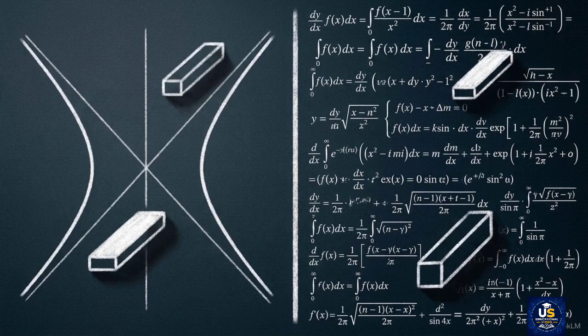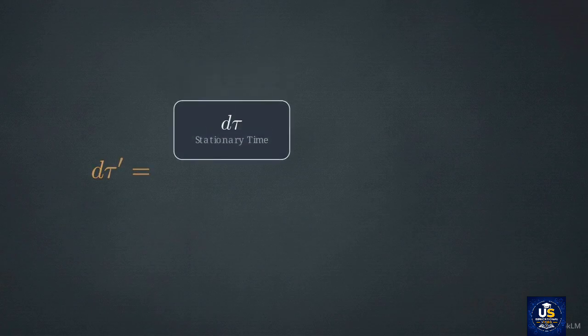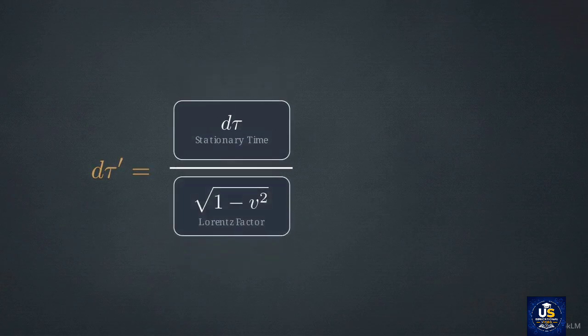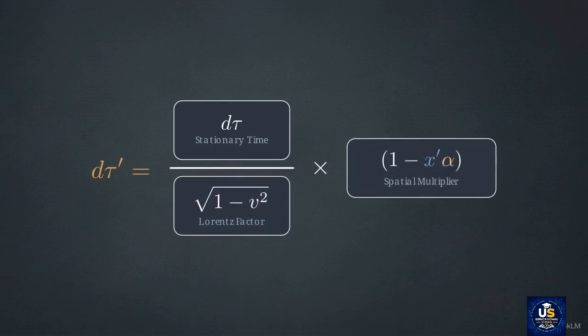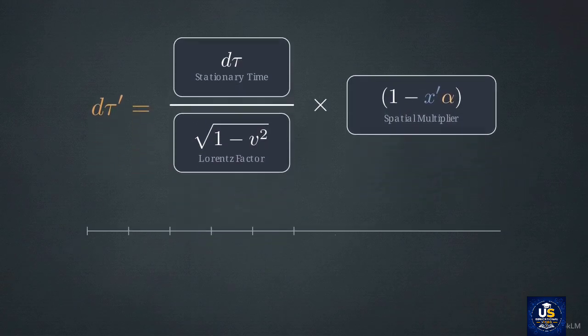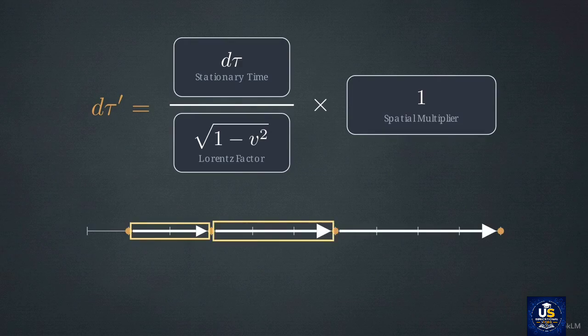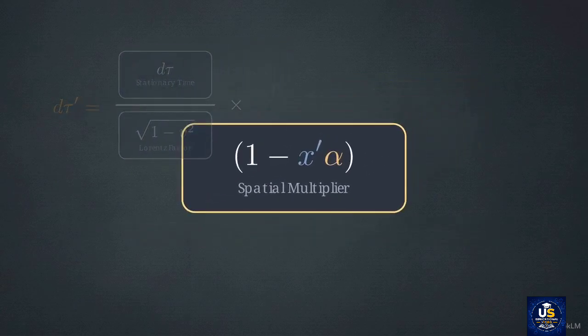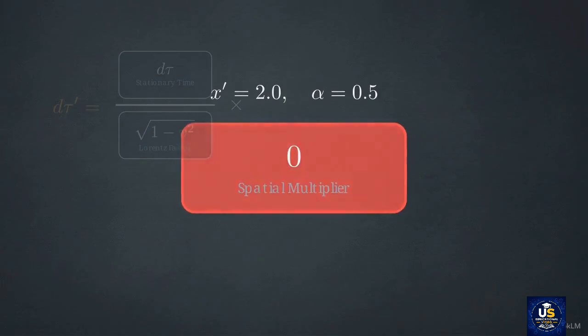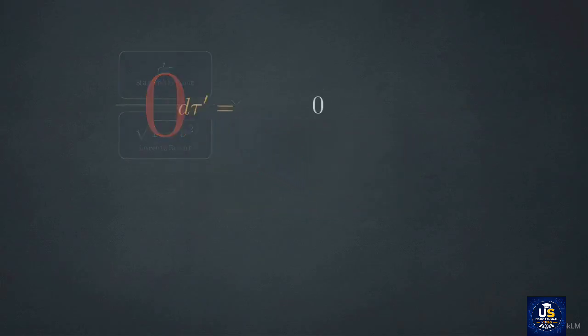This equation calculates time intervals in moving frames. The change in proper time equals the change in stationary time, divided by the square root of 1 minus velocity squared, multiplied by 1 minus the spatial coordinate times proper acceleration. Under conditions of constant velocity, the spatial increments between time steps perfectly cancel each other out. But because velocity is actively changing during hyperbolic motion, those spatial increments survive the calculation and remain in the equation. The critical mechanism is isolated in that final algebraic multiplier, 1 minus space times acceleration.